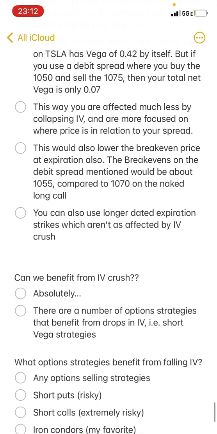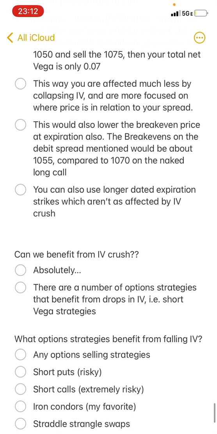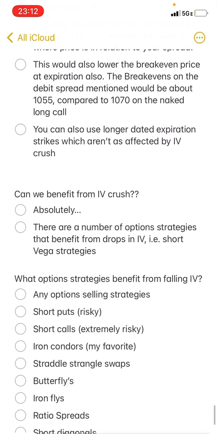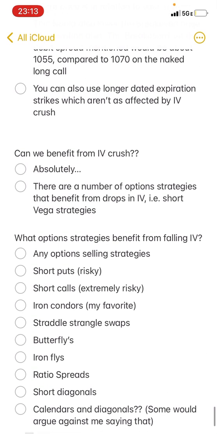So this way you are affected much less by collapsing IV and are more focused on where price is in relation to your spread, okay? This would also lower the break-even price at expiration, so that's important to know. The break-evens on that debit spread mentioned above would be about 1055 compared to 1070 on the naked long call, right? Assuming you hold it till expiration, right? So again, that's a big difference too.